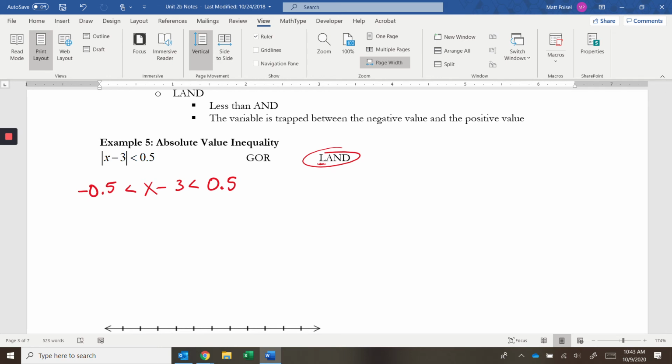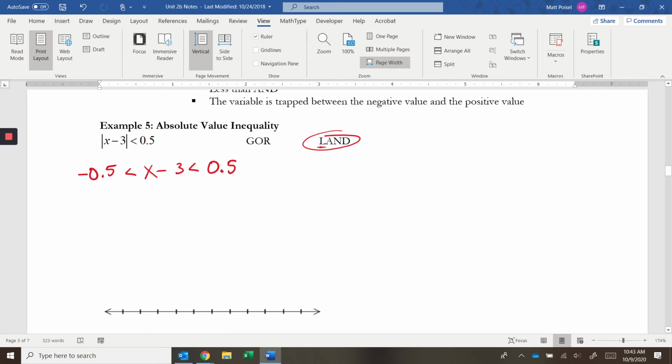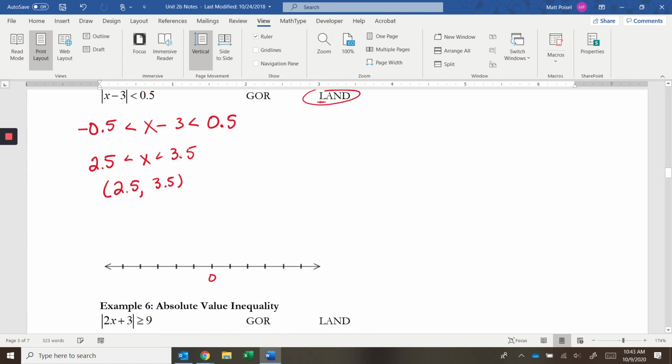Once we get here, it's just a compound inequality like we just solved. We're going to add 3 to both sides and get 2.5 is less than x, which is less than 3.5. Interval notation should look like this. And then when we go to graph it, let's see, 2.5 with an open circle, 3.5, right there.